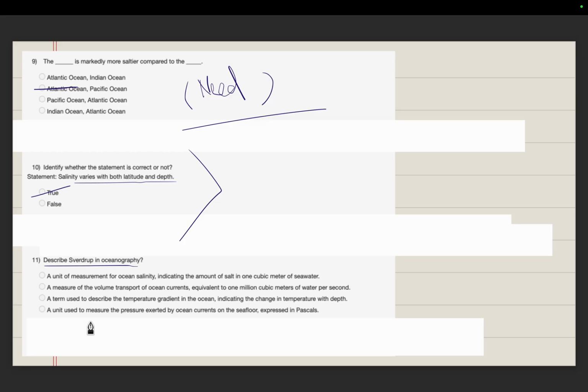This seventh group in oceanography is what? Is it a measure of ocean salinity? Is this a measure of volume transport of ocean current equivalent to 1 million cubic meters of water per second? Is it a term used to describe the temperature gradient in the ocean, indicating the change of temperature with depth? Or a unit used to measure the pressure exerted by ocean currents on the seafloor, expressed in pascals?